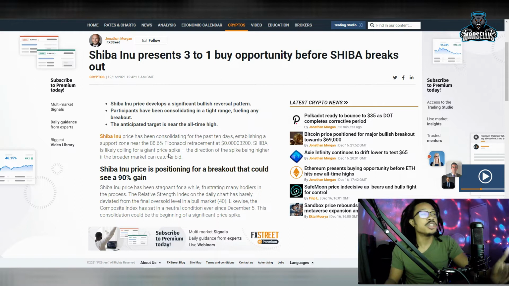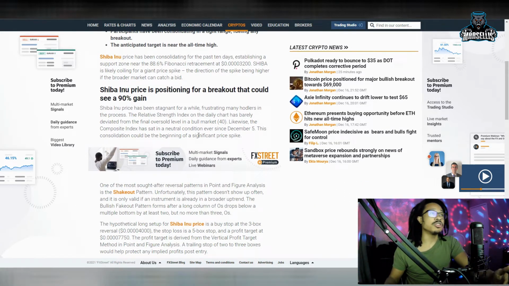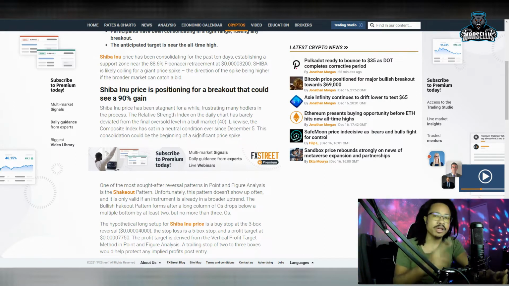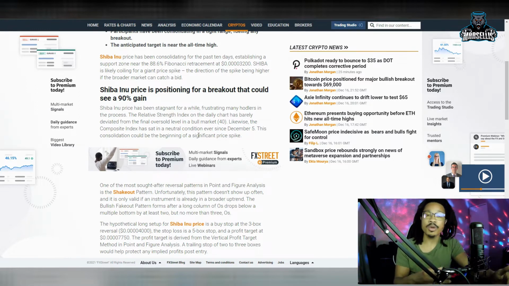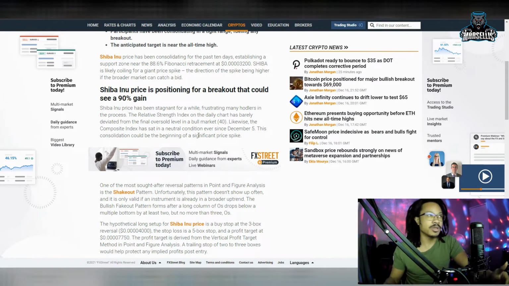But over here, it says Shiba Inu price is positioning for a breakout that could see a 90% gain. So Shiba, 90% gain, that is huge. But you also got to remember, y'all, we are coming out with a game. We have a lot of stuff going on with Shiba Inu. We're coming out with a whole metaverse game. That alone could send us like 100% plus. But anyways, let's keep going.